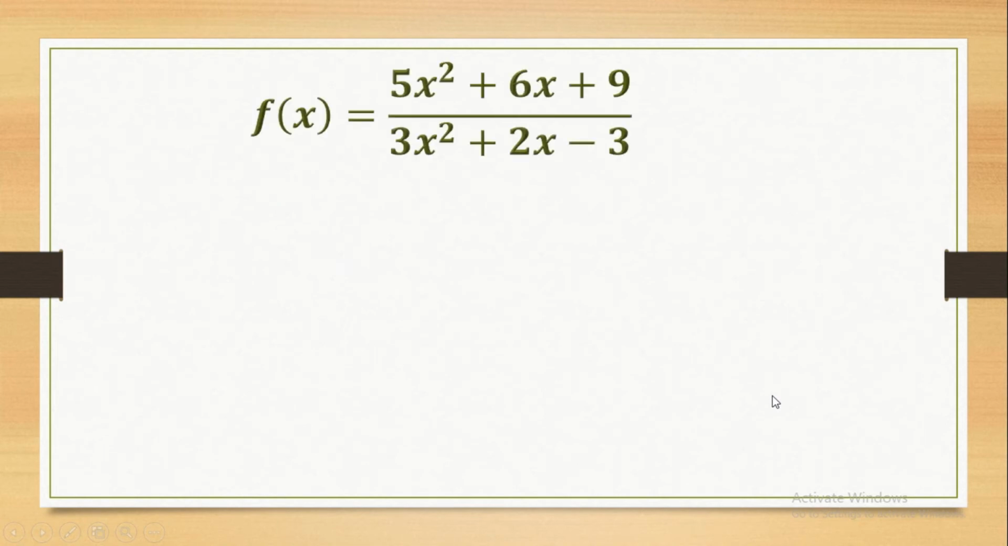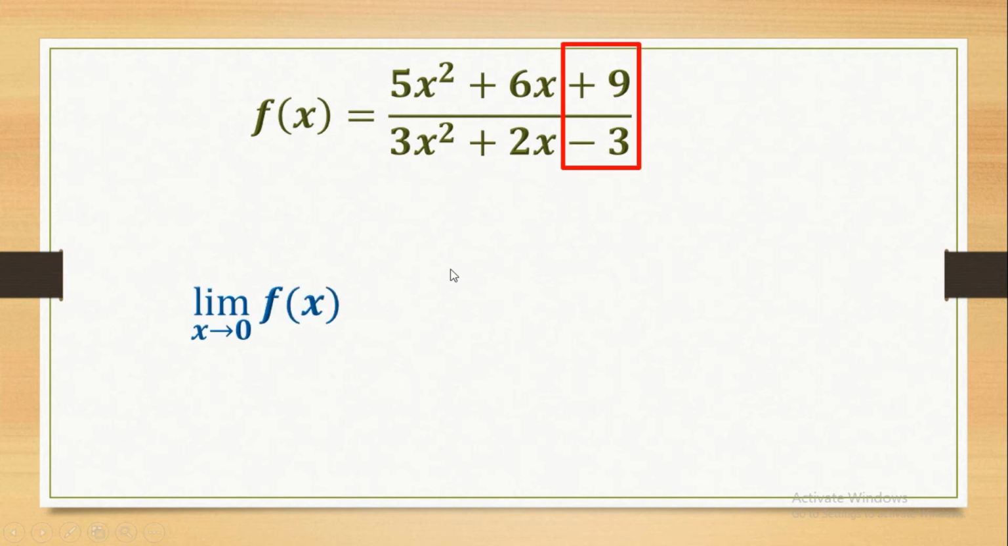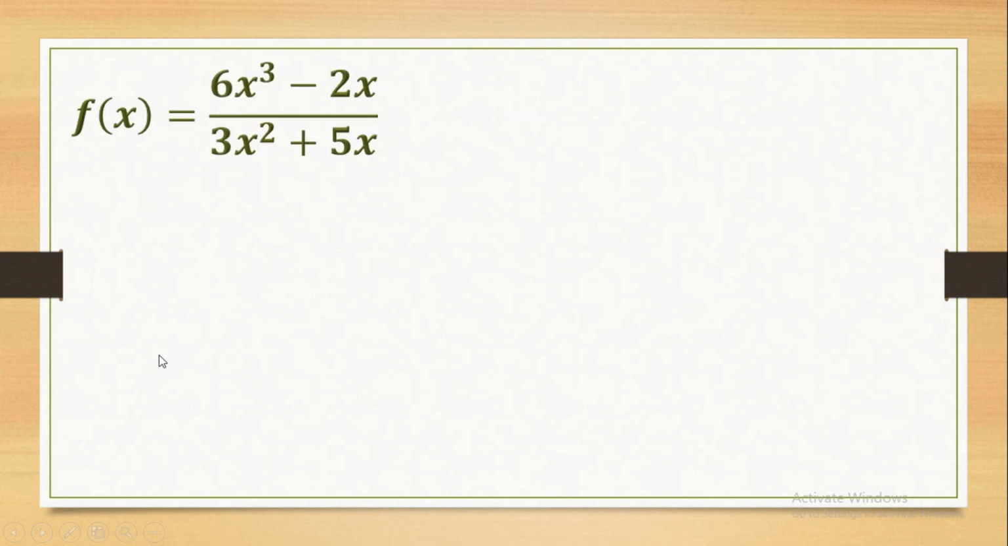Another example. As you see here, we have f of x, which is equal to 5x squared plus 6x plus 9 over 3x squared plus 2x minus 3. Well, we have learned how to calculate the limits of such functions at plus infinity and minus infinity. Now what about 0? Note that when x is 0, then 5x squared is 0, plus 6x also is 0. Here 3x squared is 0 and plus 2x is 0. Then we can say that the limit for f of x is plus 9 over minus 3, so it's equal to minus 3.